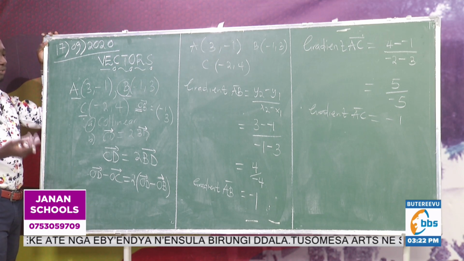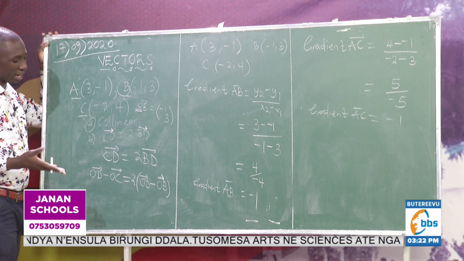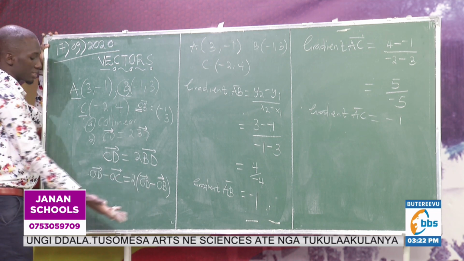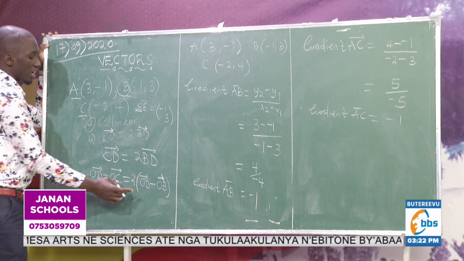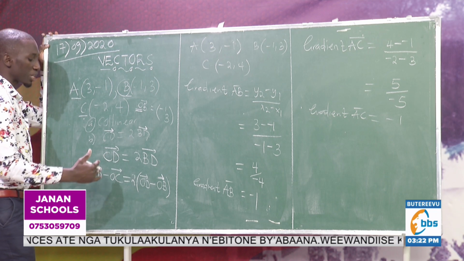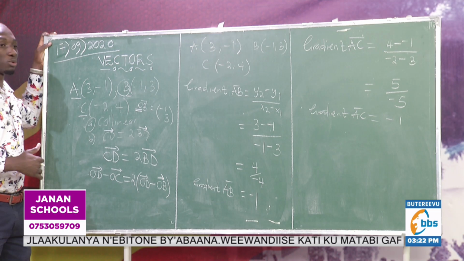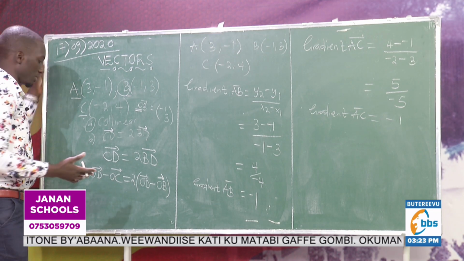Now, there are many ways of doing this. If you want, you can let the coordinates of D be maybe X, Y. But again, I can first organize it. Actually, I think it will be easier for me to first expand this, then put OD on one side. I express OD in terms of OB and OC. I think that will be a little bit easier. You're going to see how we do that.